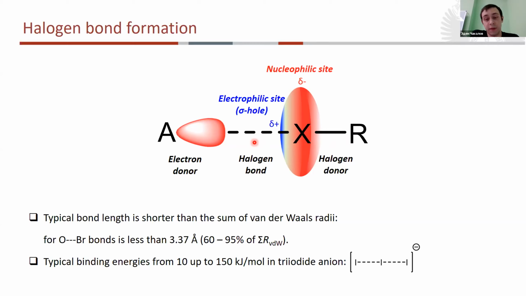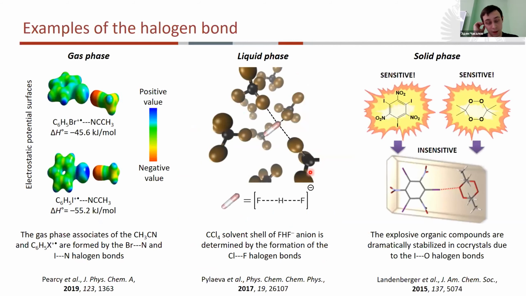When a halogen bond is formed, the distance between the two interacting atoms becomes smaller than the sum of their van der Waals radii. For example, the oxygen-bromine halogen bond length can be between 60 and 95% of the sum of their van der Waals radii. Halogen bonds can be quite strong. For instance, an energy of the order of 115 kilojoules per mole is characteristic of the triiodide ion. Halogen bond is actively studied because it is one of the most abundant non-covalent interactions in nature, which is present in solids, in liquids and solutions, and in the gas phase.